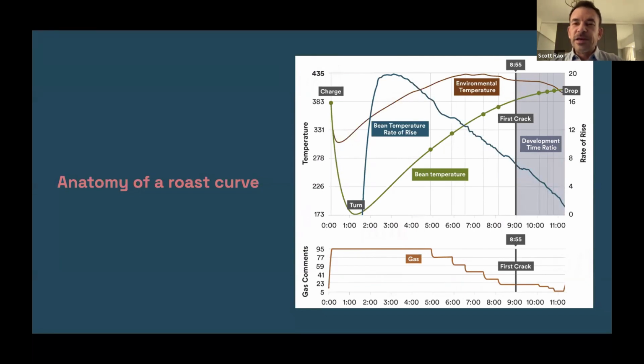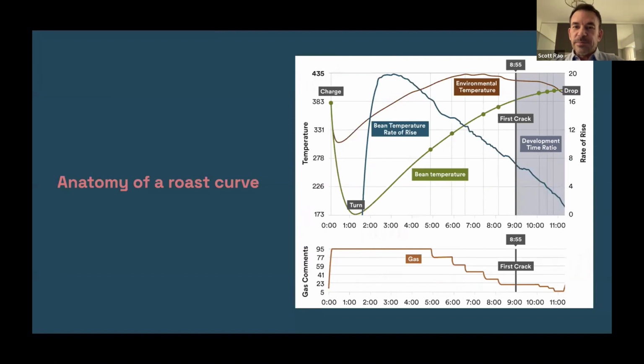So the green curve that looks a bit like a check mark is the bean temperature curve. And the idea here is that most roasting machines have a thermocouple, which is just a temperature probe that's stuck in the machine in a place where the beans rotate around the probe. It's not a perfect representation of bean temperature because, of course, there is air between the beans influencing it, but it's the best that we have in general.